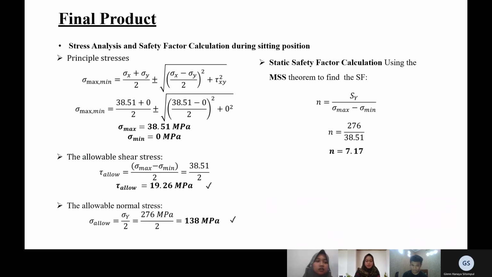So in here we will analyze the stress analysis and safety factor calculation during the sitting position. For the principal stresses, we know that the sigma max is equal to 38.51 MPa and the sigma minimum is equal to 0 MPa. Then the allowable shear stress is equal to 19.26 megapascal, and the allowable normal stress is equal to 138 megapascal. For the static safety factor calculation, we use the MSS theorem to find the safety factor. In here, we got the safety factor is equal to 7.17.